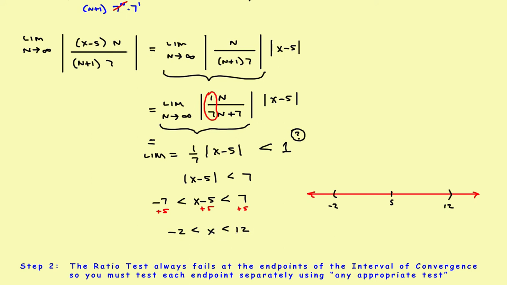But you're not quite done with the problem, because remember, the ratio test fails at the endpoints. So I'll put a little question mark right here. Maybe you include the endpoint right here, and maybe you include the endpoint right here, but you're not sure unless you test them. So at this point, you know that the radius of convergence is going to be 7, and the interval goes from here to here. But the only question now is what's going on with the endpoints.